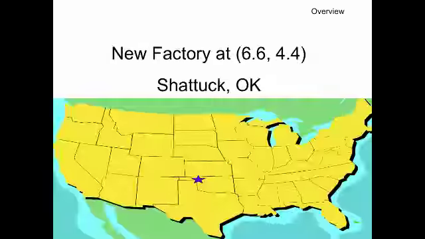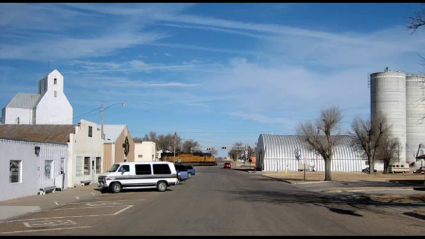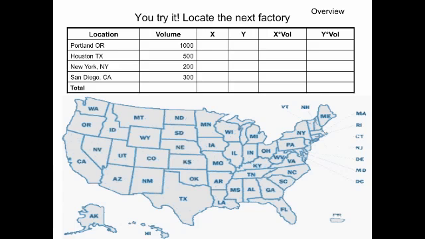It happens to be in Shattuck, Oklahoma, which is probably not a great location for a supplier, but that is the location we have. So what I'd like you to do is go ahead and do a calculation here with these various volumes, and you're going to create your own grid for this, and then we will come back and see how that looks.